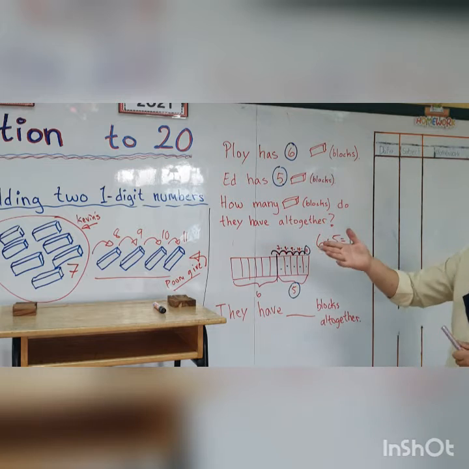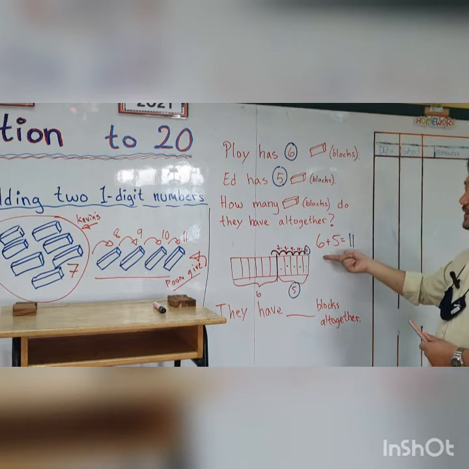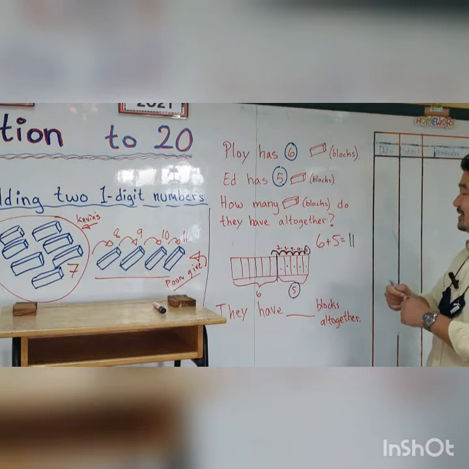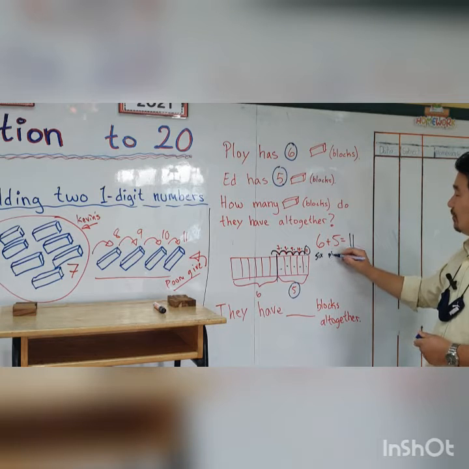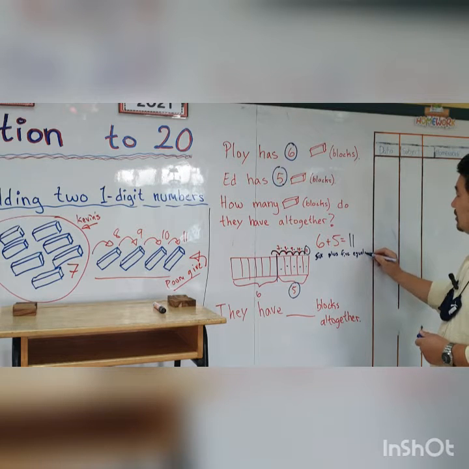And I will not repeat how we write it. We write it like this, but then we read 6 plus 5 equals 11.